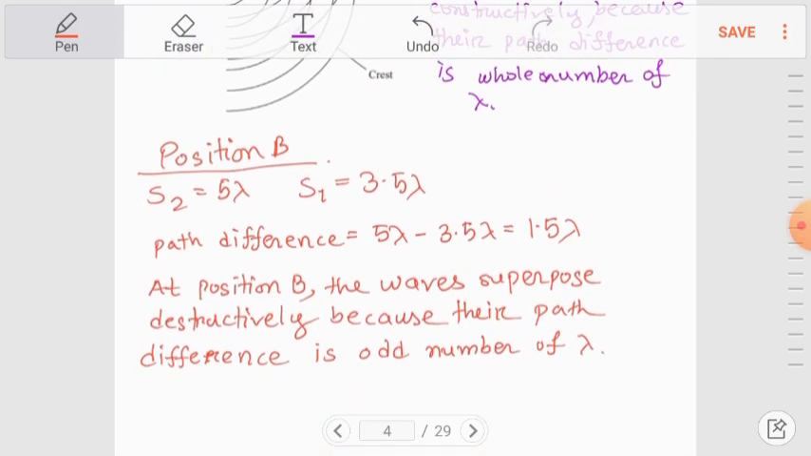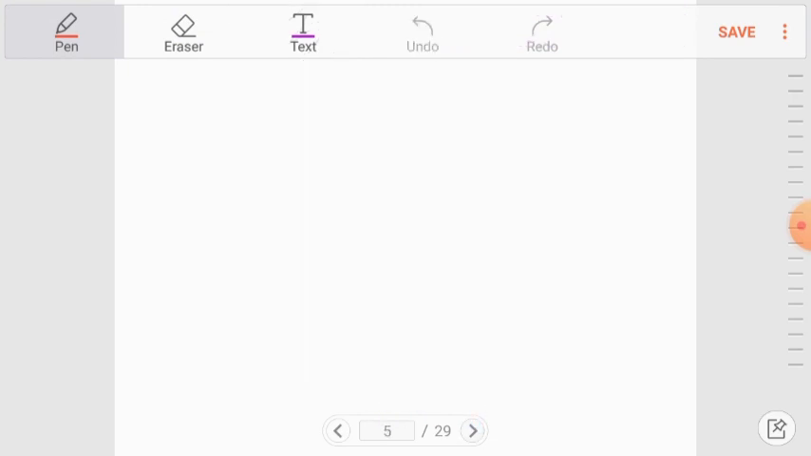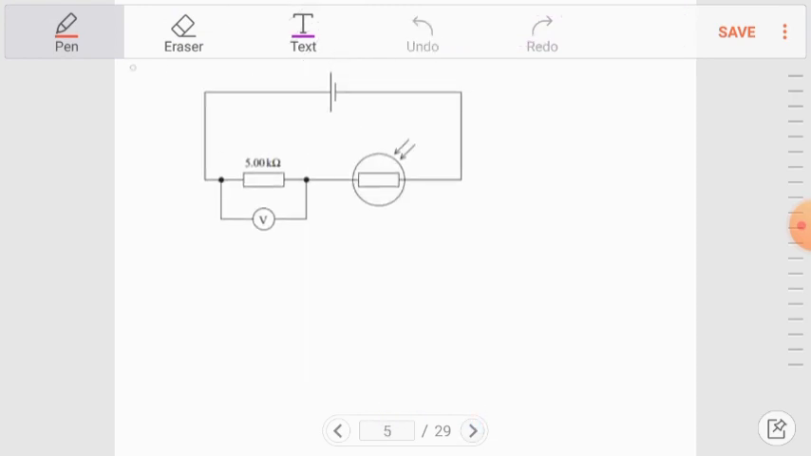Now I'm moving to question number 13. Question number 13 has a drawing too, and this is the drawing for question number 13, question 13 of section B. Question 13 says a student investigates how light intensity affects the resistance of a light dependent resistor. She set up a circuit using a cell with negligible internal resistance as shown.